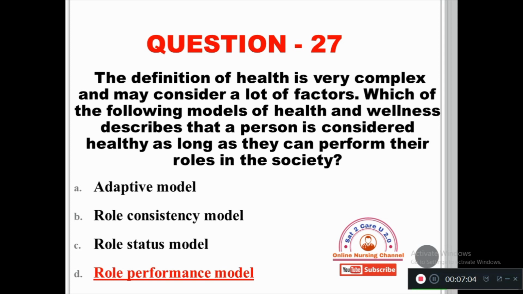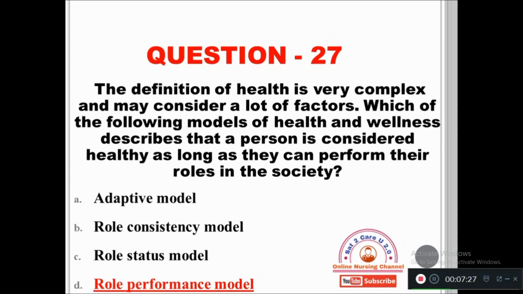Option A, adaptive model, is wrong because this model deals about how an individual adapts with the environment towards good health. Option B, role consistency model, and option C, role status model, are also wrong because they are not included in the accepted models of health and wellness. So option D is right.